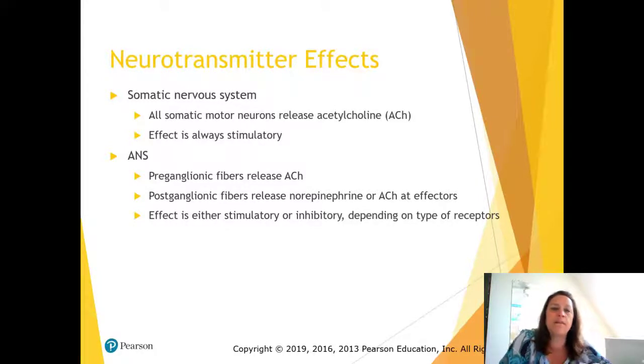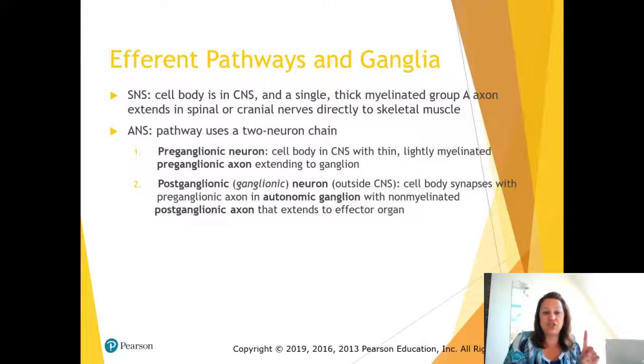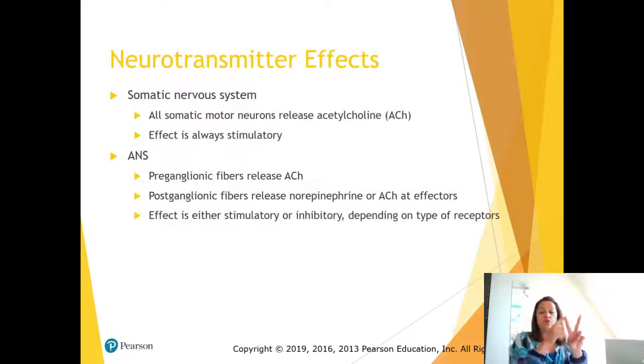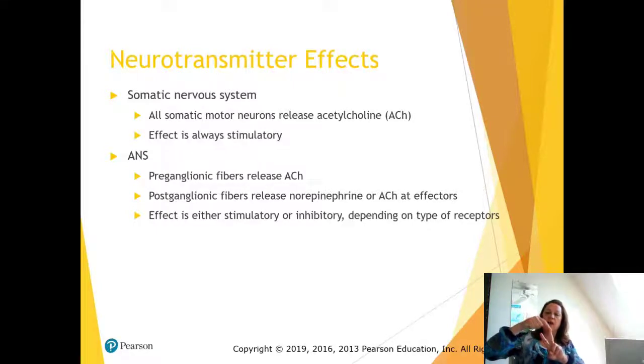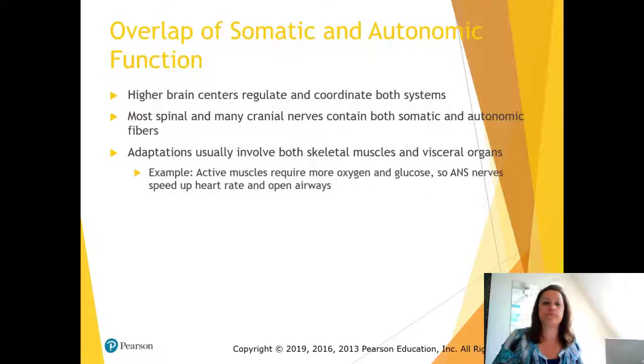In the somatic nervous system, most of them, all of them, if we're being honest, use acetylcholine to trigger the muscle cell. In the autonomic nervous system, remember we have a 2-neuron chain. The first one releases acetylcholine to the second one, and the second one can either release norepinephrine or acetylcholine. It's either stimulatory or inhibitory depending on the type of receptor. Now there is some overlap, right? The higher brain centers regulate and coordinate both systems.